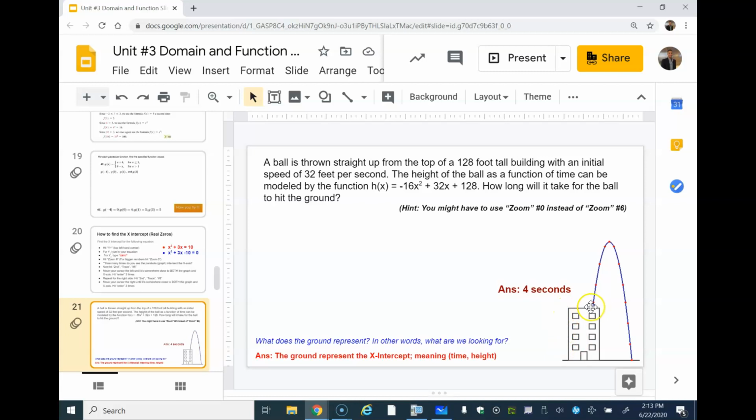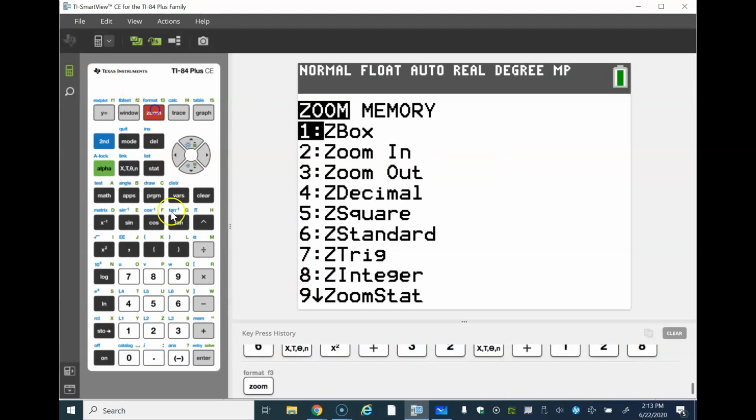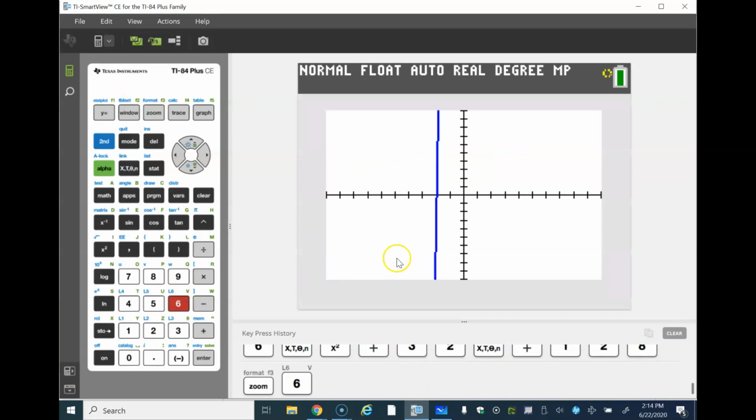And we're standing on top of the building. We're going to throw an object, a ball, up into the air and see how long it takes to hit the ground all the way down here. Because these numbers are big, Zoom 6 is not going to work. The graph is just way too big. So it's kind of hard to see. Yes, we do see it here, but we kind of want to see that vertex up top.